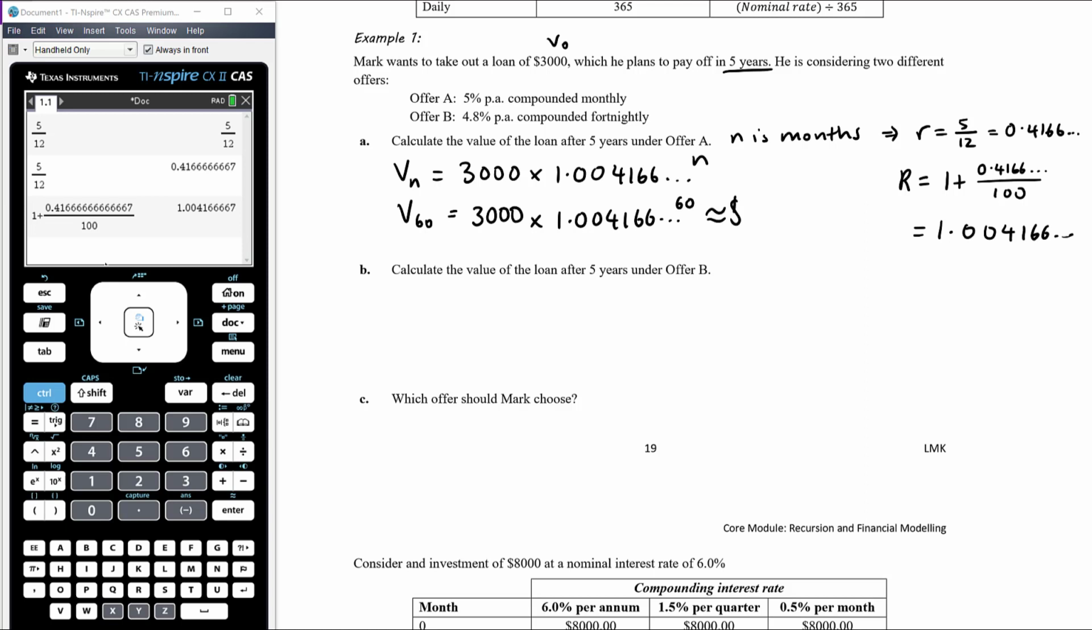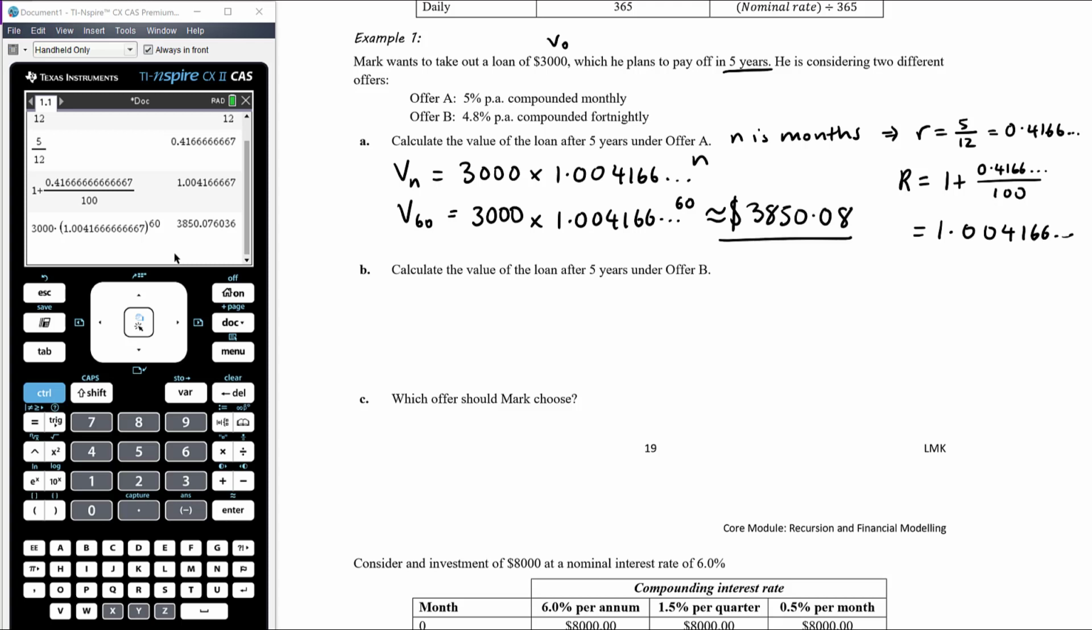Okay, so let's work that out. 3,000 times, now this is why it's important to calculate your R value in your CAS, because I'm going to go up here and press enter to copy that, so I'm working nice and precisely with that interest rate to the power of 60. There's no reason not to. It's quicker with your CAS to work precisely than to type that number out again and round it off, and it's less accurate. Okay, so we're going to have $3,850.08 using offer A after 5 years.